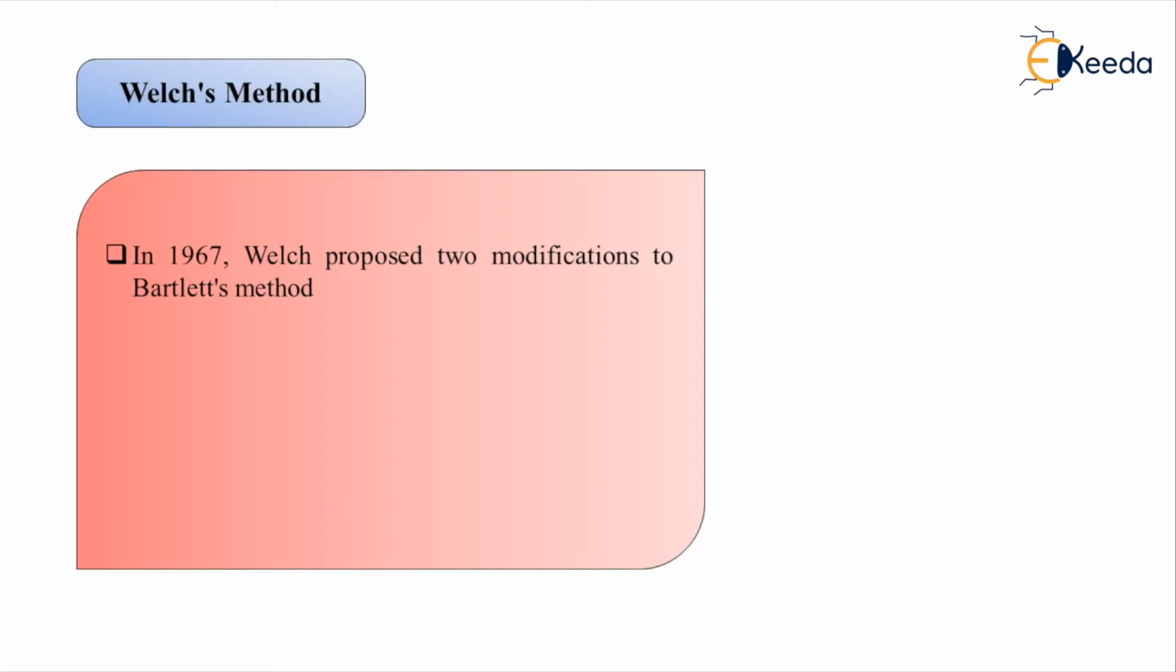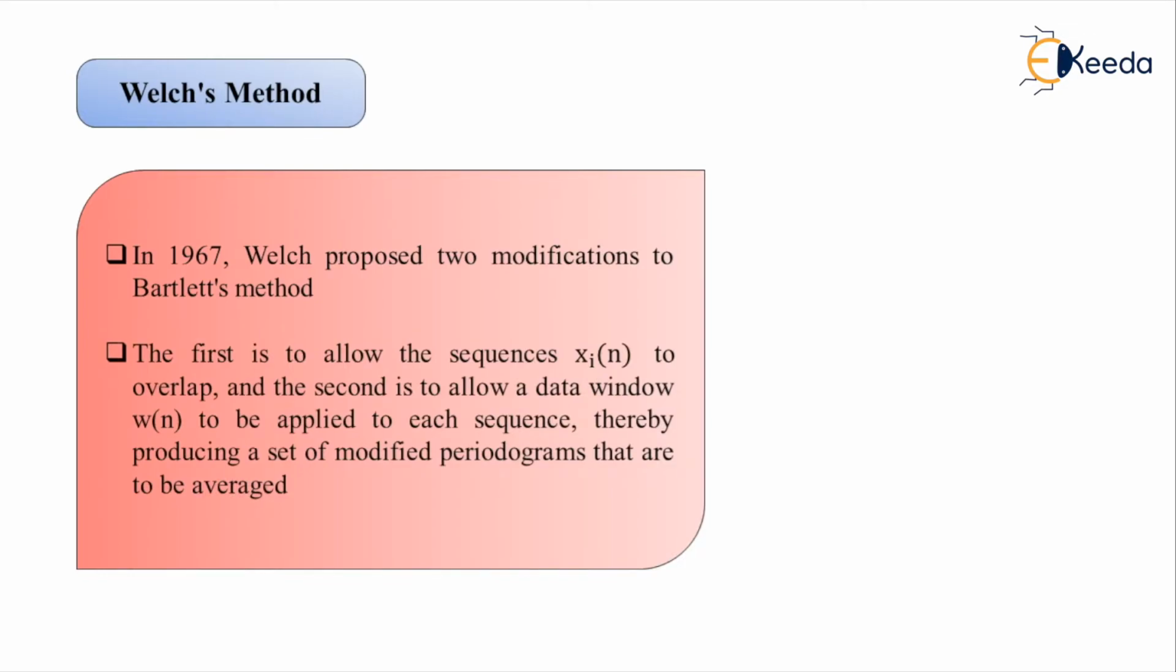There are two modifications. The first modification is to allow the discrete time sequence, which we generally represent as x suffix i as a function of n, to have overlapping. The other is to have the data window, which we generally denote w as a function of n, that has been used in the modified periodograms, applied to each sequence for the purposes of averaging.